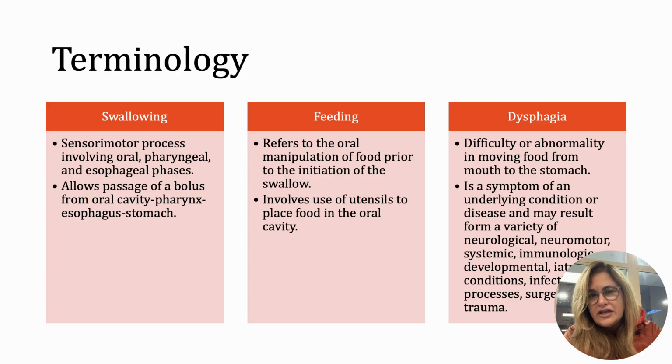So there's an underlying condition or disease and it may result from a variety of neurological, neuromotor, systemic, immunologic, developmental conditions, even trauma. So we're going to discuss more information about this in the further slides.